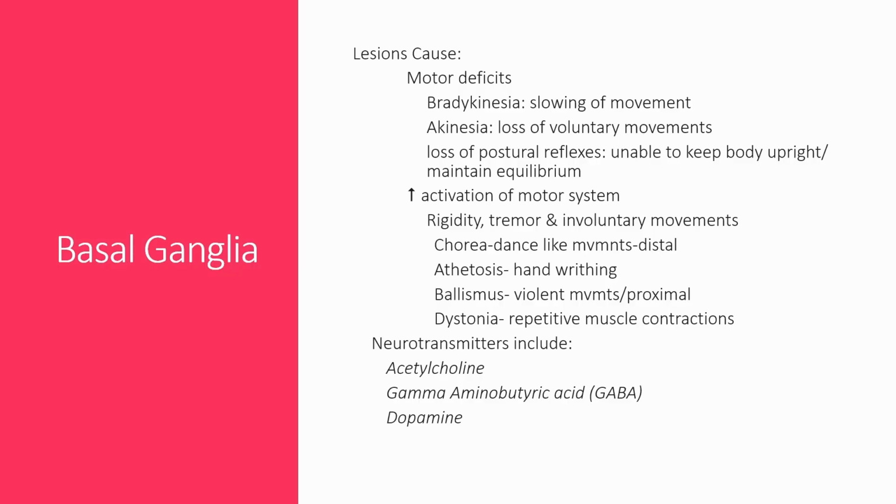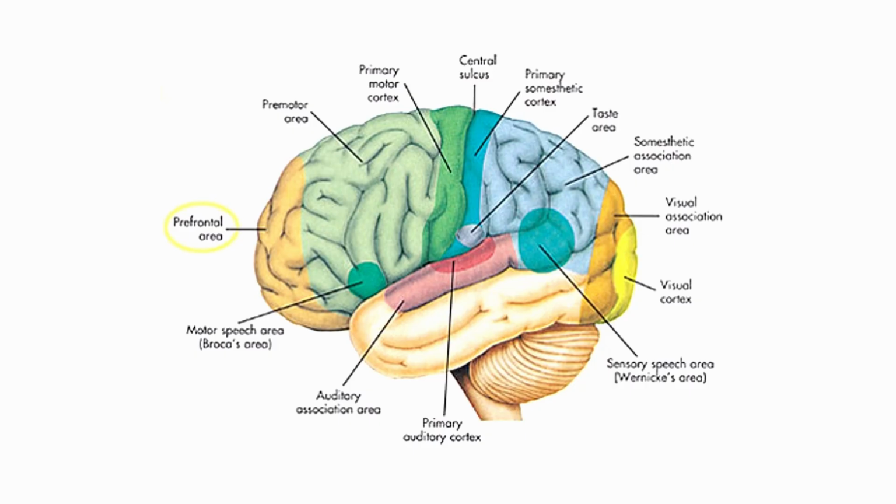So these are all other issues that result from lesions in the basal ganglia. Neurotransmitters in this area include acetylcholine, GABA, and dopamine. Wherever you see dopamine, just know it's going to be coordinated movements. Here's just the different areas broken up.